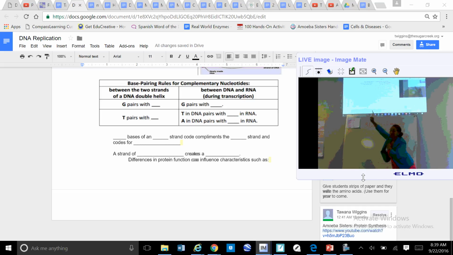Protein synthesis is important because, what? Say it again, Fantasia. It influences characteristics. And not just superficial characteristics. Not just, oh girl, you fine. Oh boy, you look good. Not those superficial characteristics, but everything, which is what we're going to get into today.